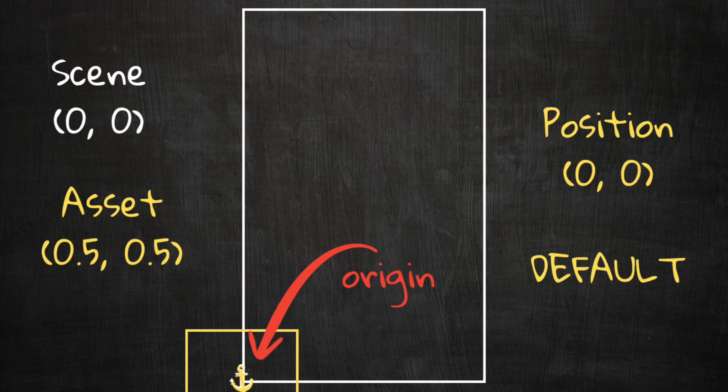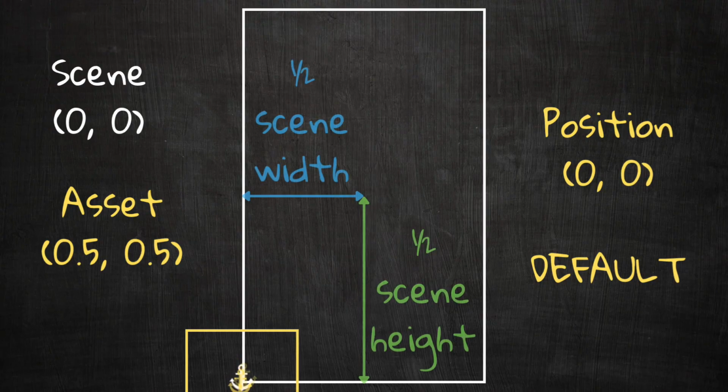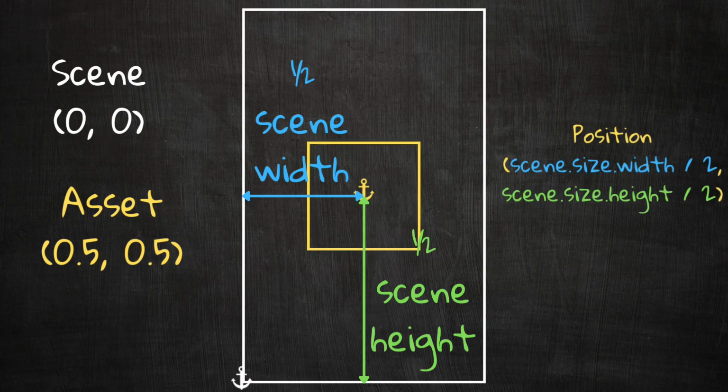There may be a use case for having the origin point in the bottom left corner instead of the middle. And let's say you now want the asset to be in the middle even with this scene's anchor point. So what we can do here is that instead of placing the asset to the origin, we add half the scene's width to its x and half the scene's height to its y.